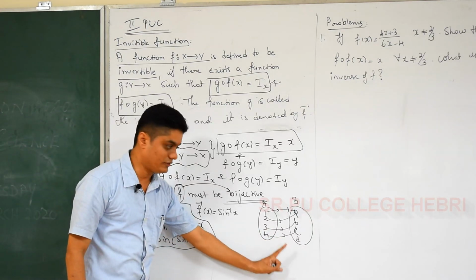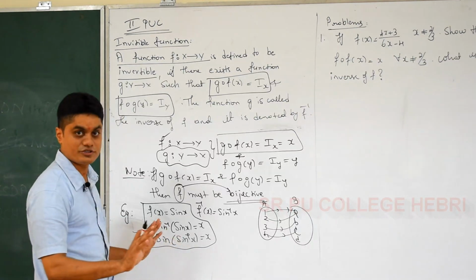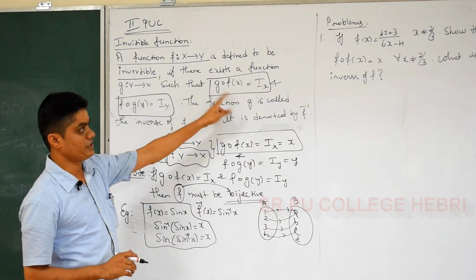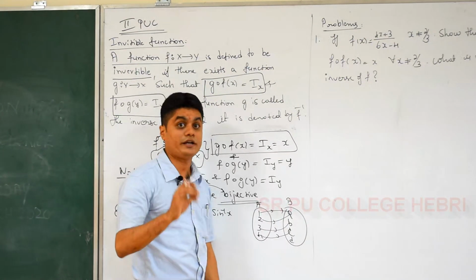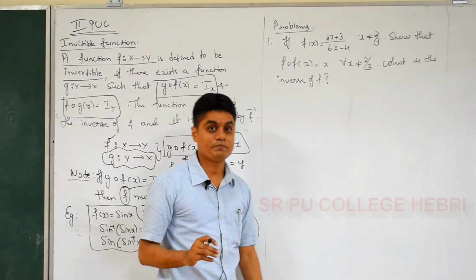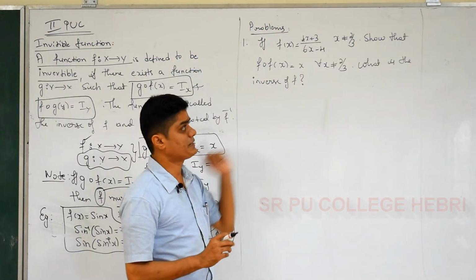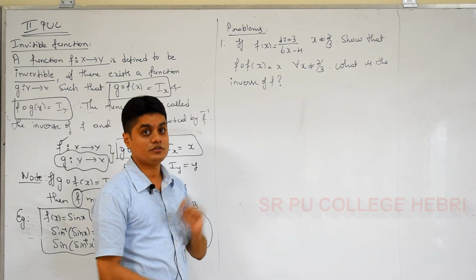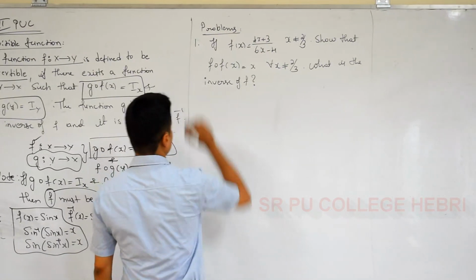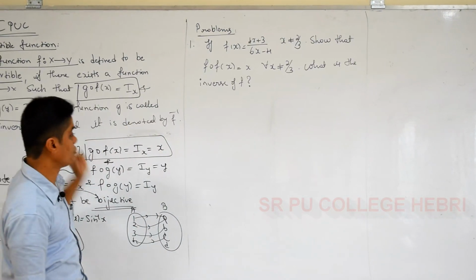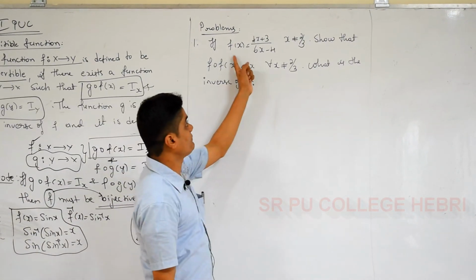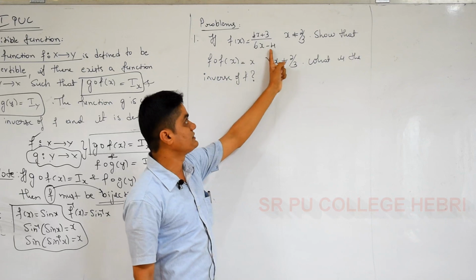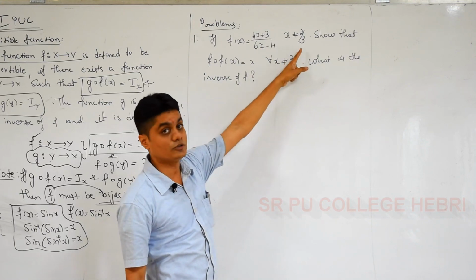Bijective, you know, right? Take this example. I hope you understood. Now using this definition, we are going to solve some very important problems for 5 marks. Usually this type of question will be asked in part D as the 39th question for 5 marks. So the first question, using composition or the invertible concept, is f of x equal to 4x plus 3 by 6x minus 4 where x is not equal to 2 by 3.